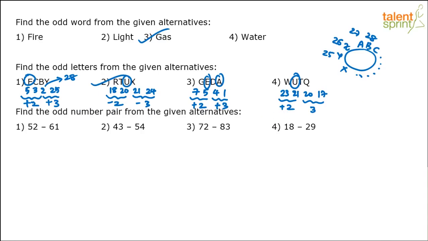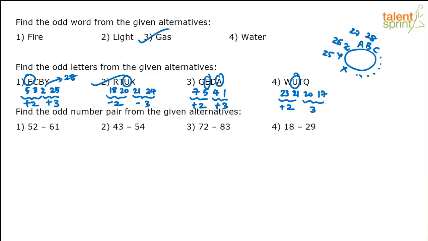It depends on what the examiner has thought about this one, right? If he has made option three the answer because there are two vowels, then we are in trouble. But I would still go for option two, right? I will go for option two. Right? Next, find the odd number pair from the given alternatives.